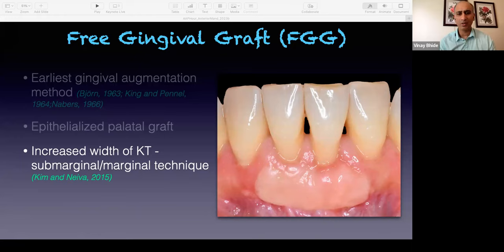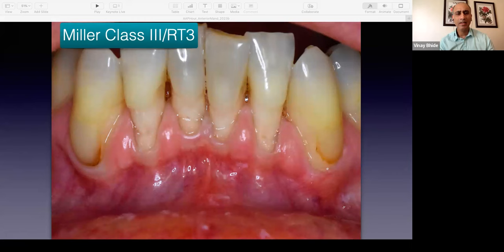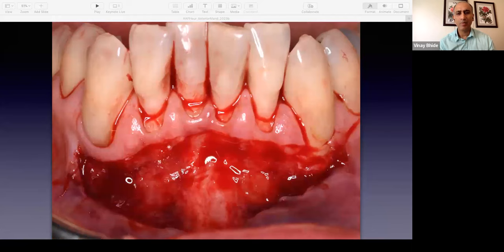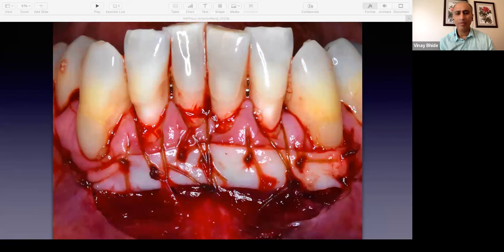And so just to take you through a quick example of this, here's a patient that has Miller class 3 or RT3 recession, where we're not really going for root coverage here as it's not really amenable, but we want to increase the vestibular depth and the zone of keratinized tissue. So we start off by making a submarginal incision, prepare our recipient bed, take a graft from the palate and secure it in place nicely at the mucogingival junction, or where the mucogingival junction used to be.